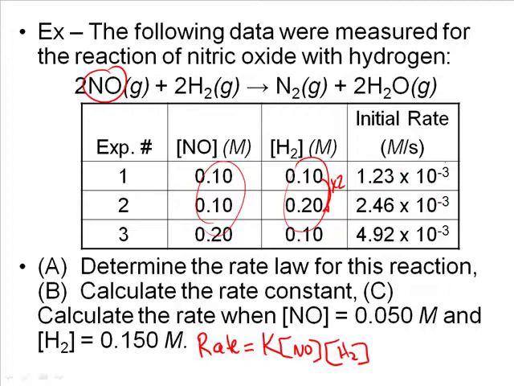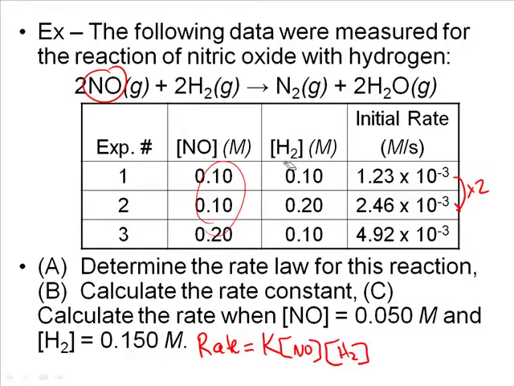1.23 becomes 2.46. That's going up by a factor of 2. 2 raised to what power equals 2? The first power. That means that hydrogen, the order of the reaction with respect to hydrogen is first order. Now, I wrote the 1 just so you would see that, but if it is a 1, you do not need to write it. We know that it's a 1.